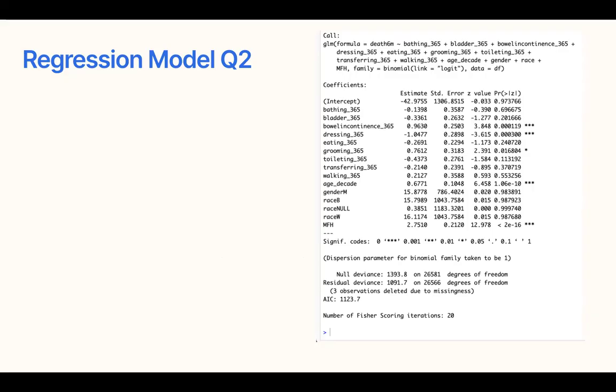So the MFH enrollment had a beta value of 2.76 and was able to give us a strong positive predictor. The age in decades had a beta value of 0.06 and was smaller, but it was a significant effect. Bowel incontinence had a positive predictor, and dressing disability had a strong negative predictor.